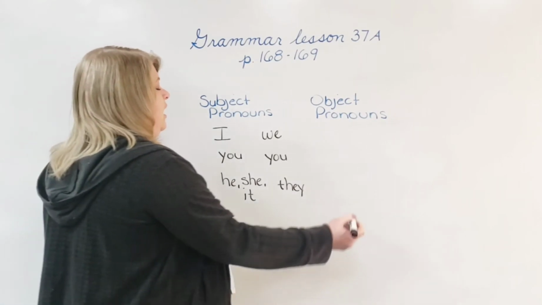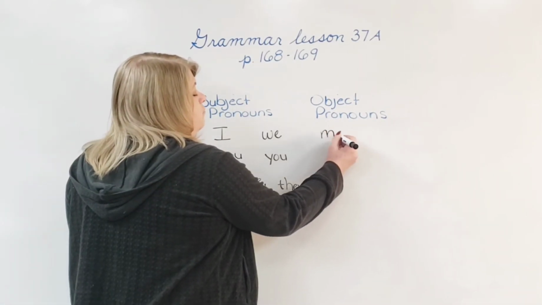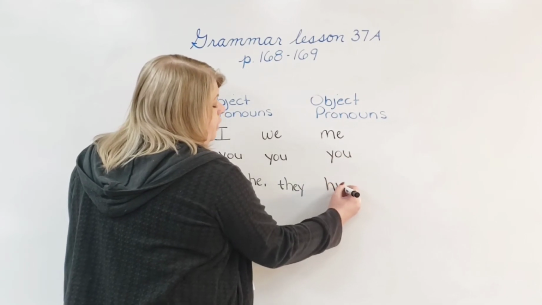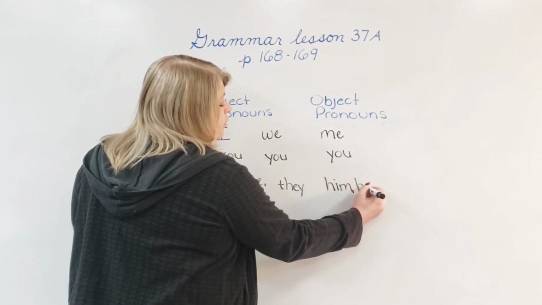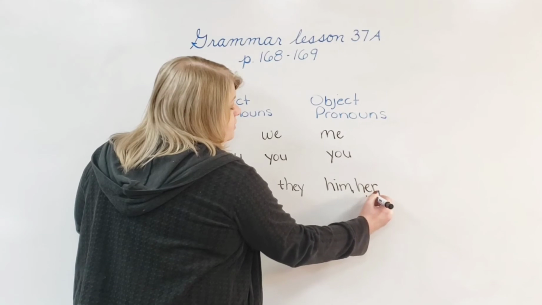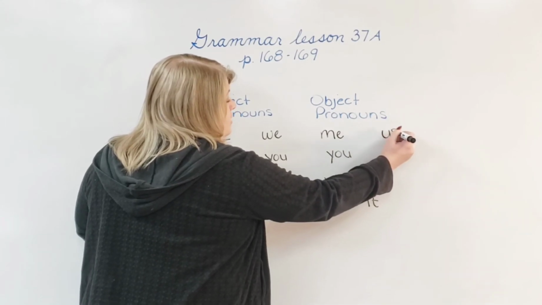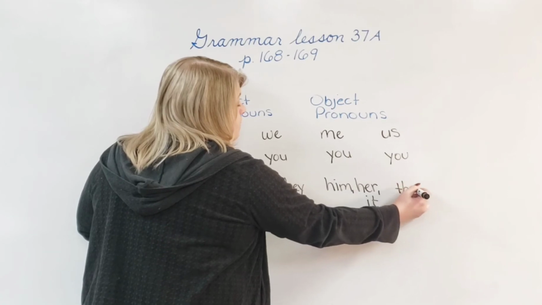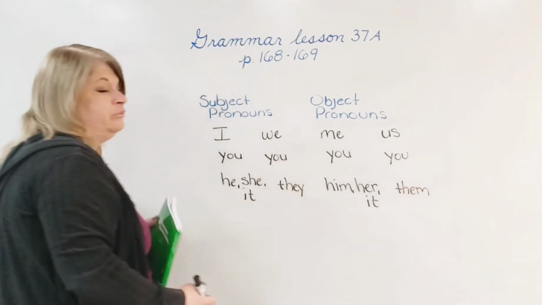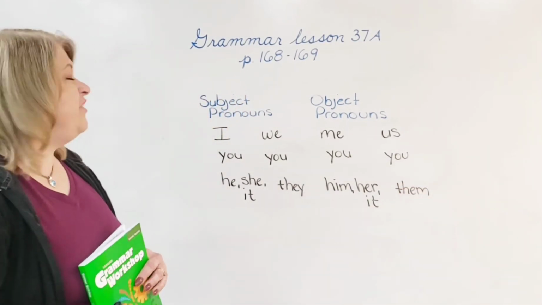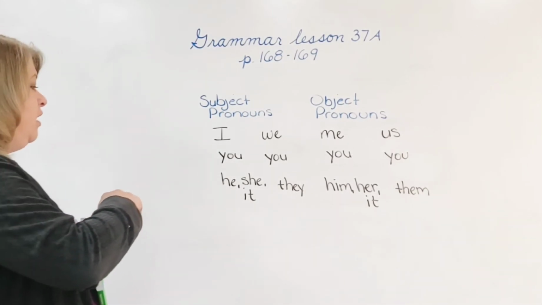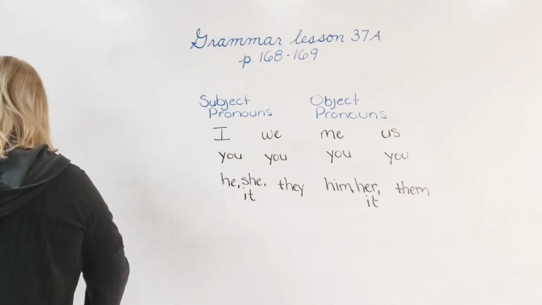All right, let's do our object pronouns. Me, you, him, her, it, us, you, them. How did you do? Let's say them together. Me, you, him, her, it, us, you, them.